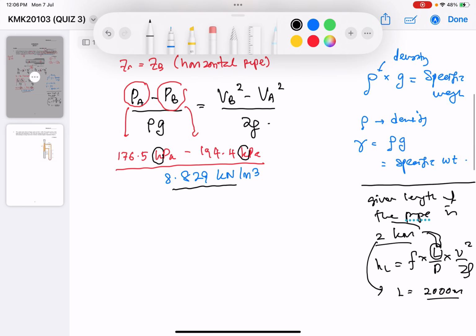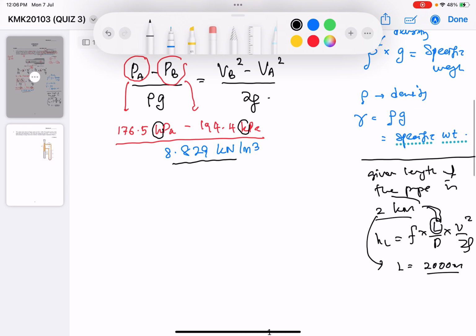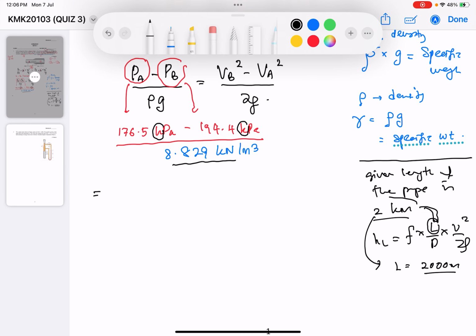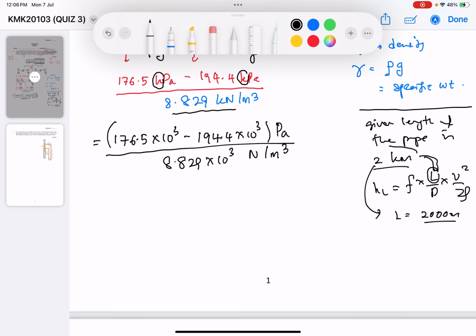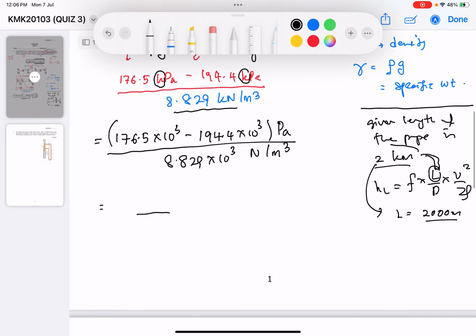So same goes here. Because it was in kilopascal, I'm going to convert to pascal: 176.5 times 10 to the power of 3 minus 194.4 times 10 to the power of 3, with the unit pascal, divided by, and again this one is kilonewton, therefore I need to convert to newton, 8.829 multiplied by 10 to the power of 3 newton per meter cube. So once I divide both, I'm going to get a value in the unit of meters.